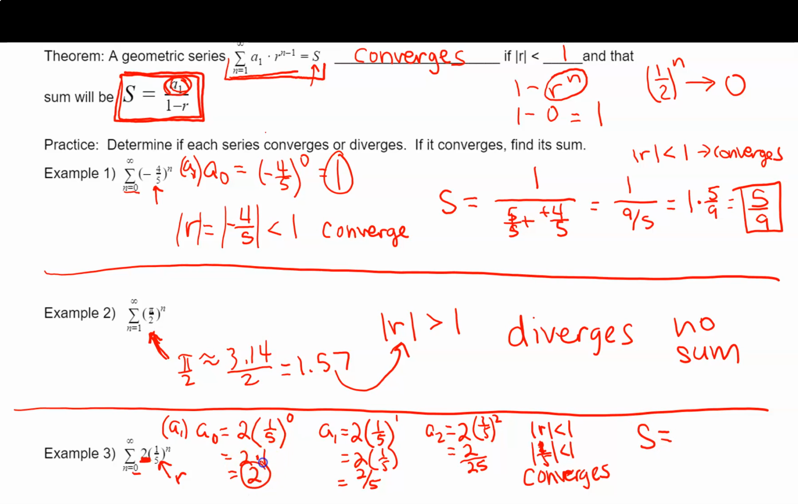Our first term was 2, so we're going to have 2 over 1 minus a fifth. So that 1 is the same as 5/5, so 5/5 minus 1/5, so we have 2 over 4/5, which is 2 times 5/4. So we get 10/4 as our sum. You could simplify that to 5/2 if you wanted.